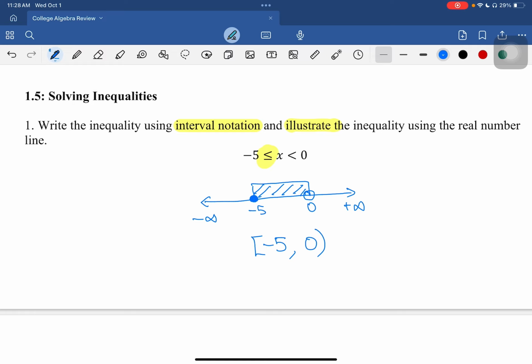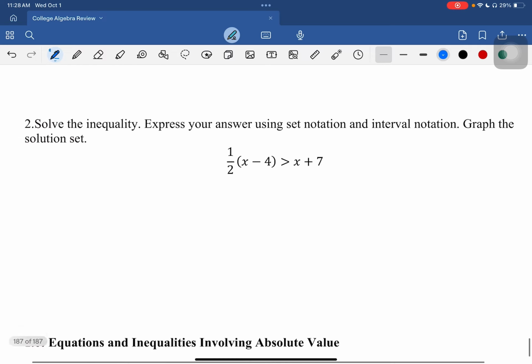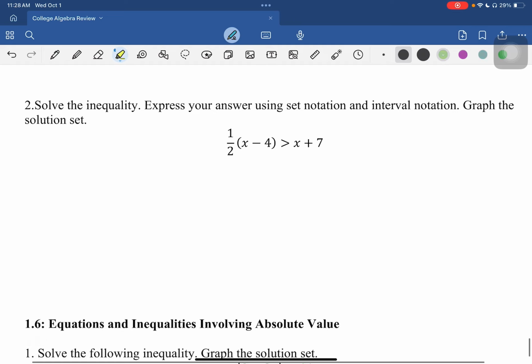Now, let's solve the second question. Solve the inequality: 1/2 times the quantity x minus 4 is greater than x plus 7. The fraction 1/2 makes things messy, so let's clear it.